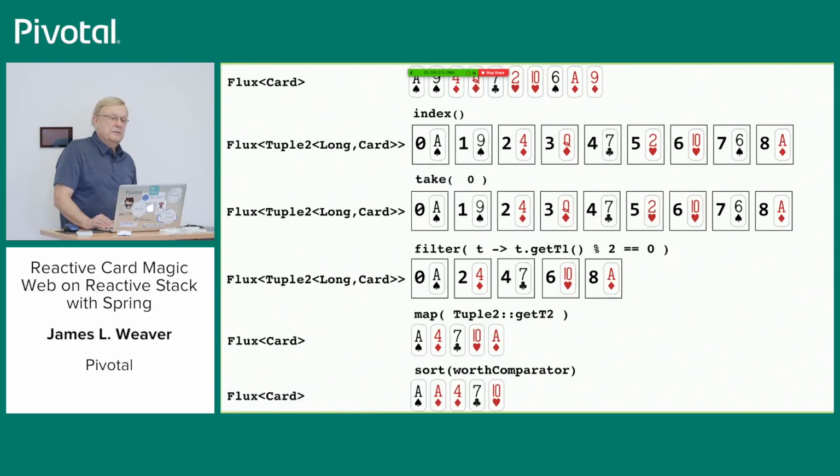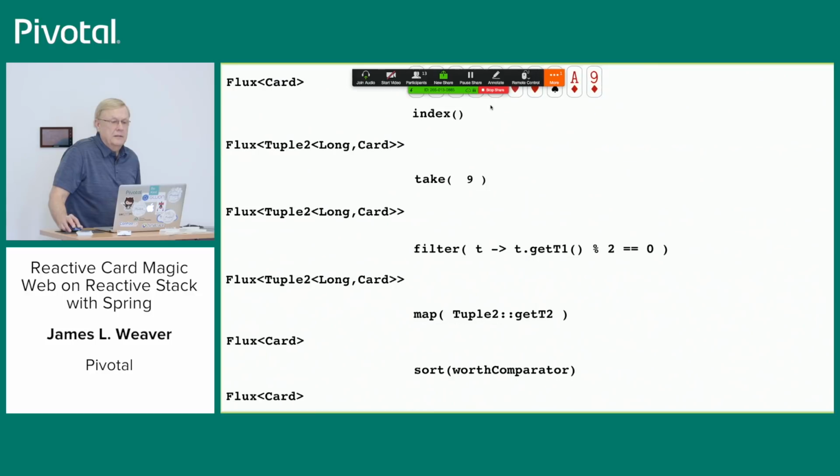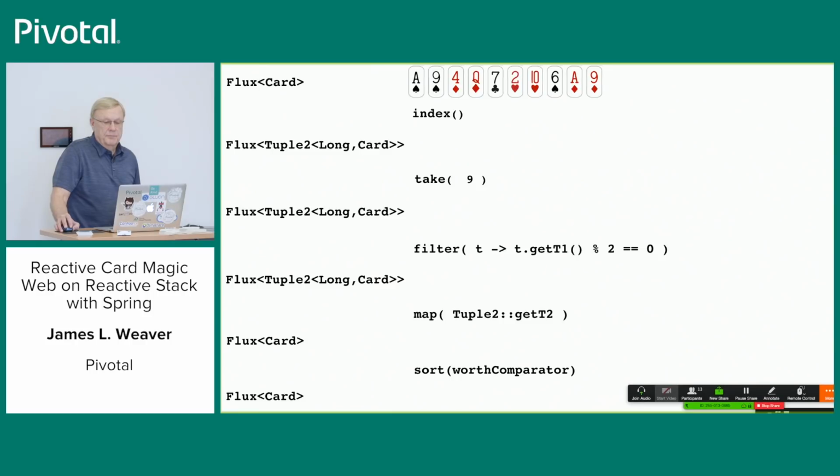Here's pictorially what's going on. We're going to take 10 cards, and then we're going to process them, and you'll see how they're processed. They're going to run through the index. The first card got processed by the index and got turned into a Tuple2.